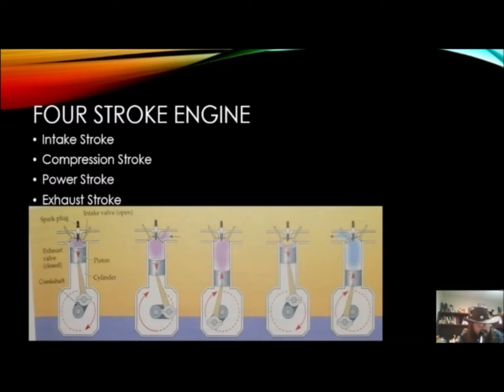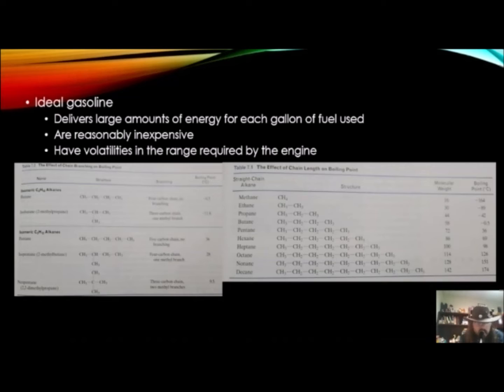Now, gasoline is made of a mixture of hundreds of different alkanes, alkenes, and aromatic groups of various lengths. An ideal gasoline should deliver large amounts of energy for each gallon of fuel used. It should be reasonably inexpensive, and it should have volatilities in the range required by the engine.